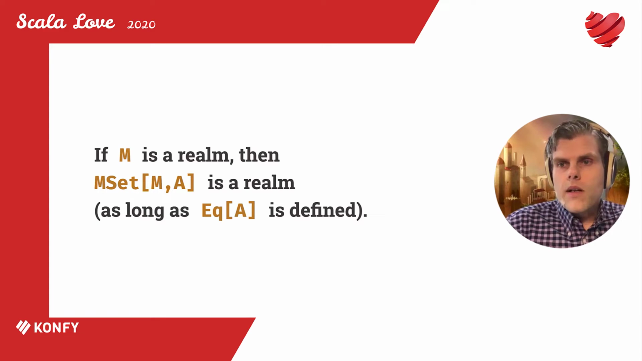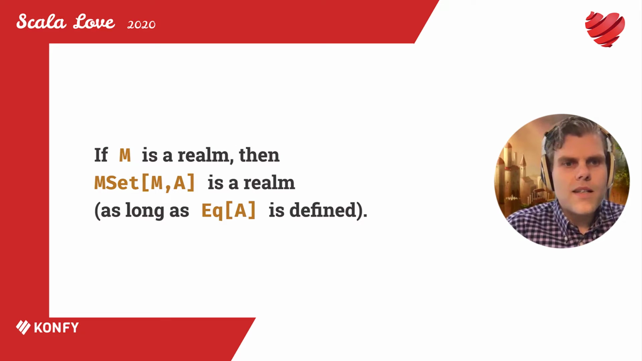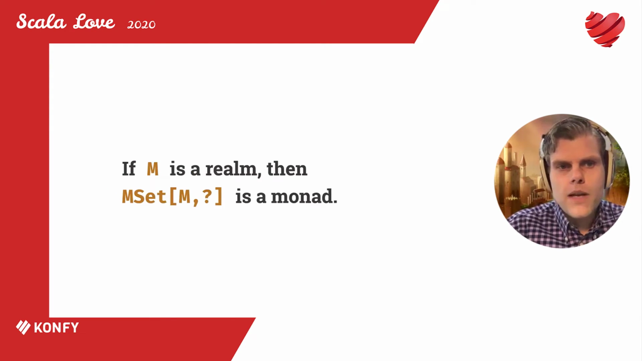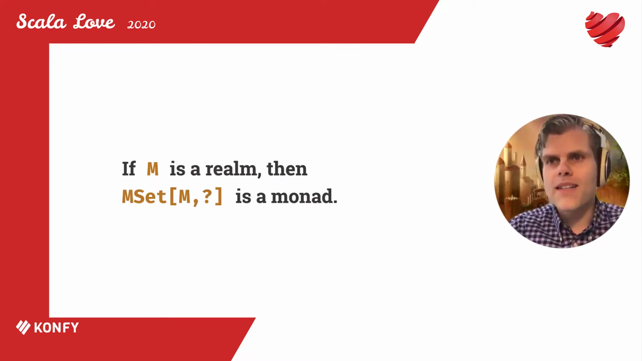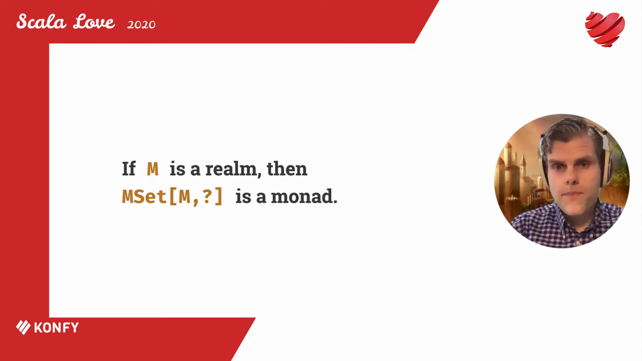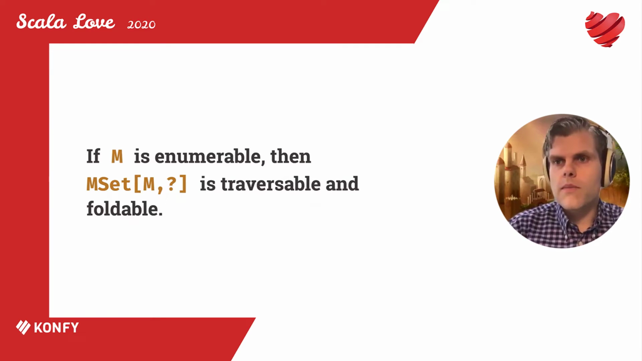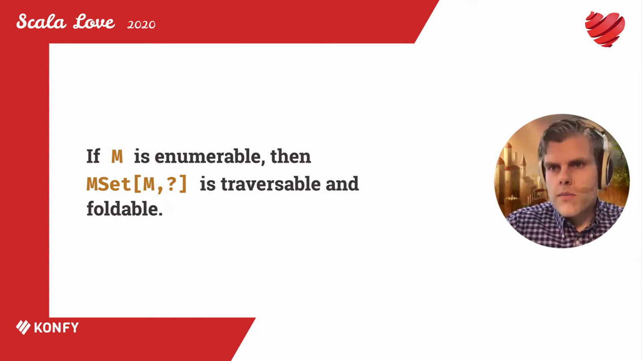So here, if M is a realm, that is, it's a lattice with a monoid, then MSet M A is also a realm, as long as there's an equality on the A's. Also, if M is a realm, then MSet is a monad. So we get map and flat map, and we can use these things in for comprehensions. Also, if M is enumerable, that is, if you can enumerate them from the beginning, like natural numbers 0, 1, 2, 3, or the Booleans, false, true, then the MSet is traversable and foldable, which is super useful.